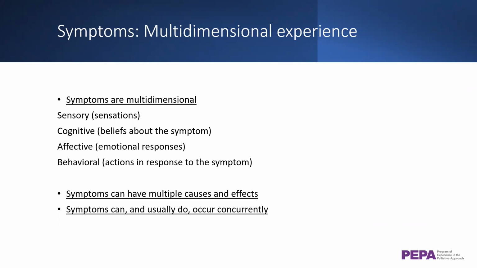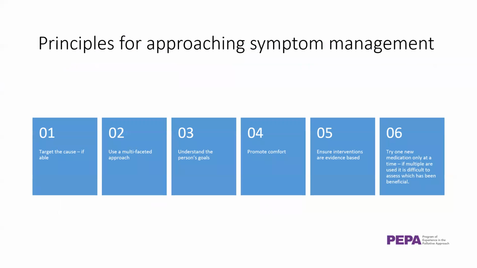Symptoms are multidimensional. They can have multiple causes and effects. People with life-limiting illnesses can experience a number of symptoms concurrently. Interventions can be targeted to alleviating the cause, while at other times, interventions can focus on alleviating the effects of the symptom. Interventions should be based on the best available evidence.